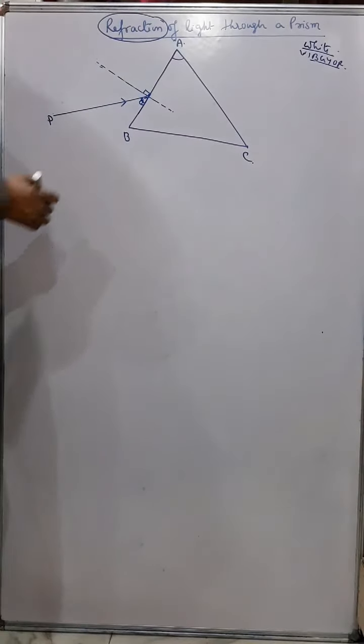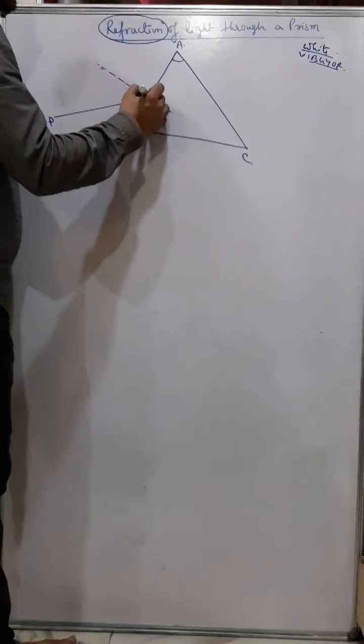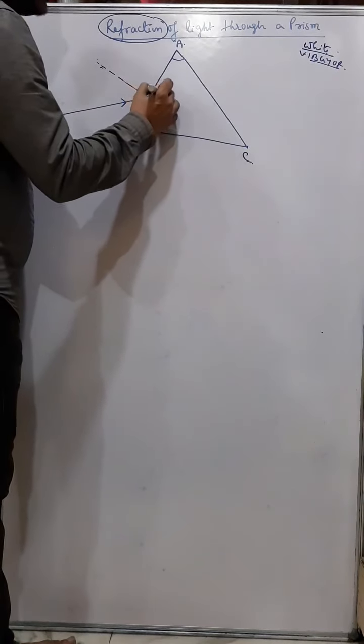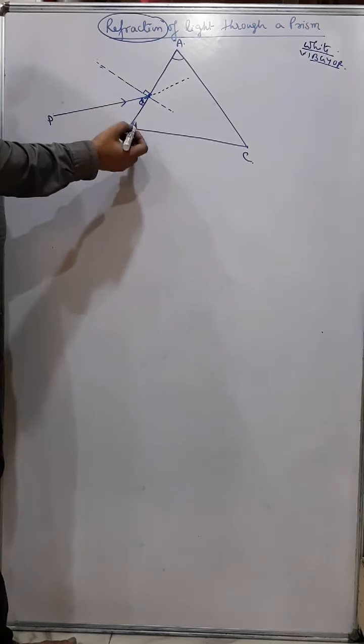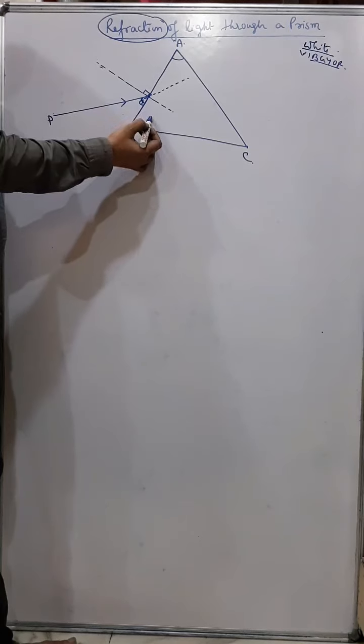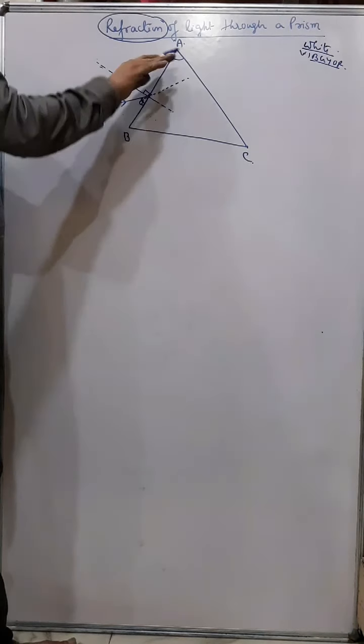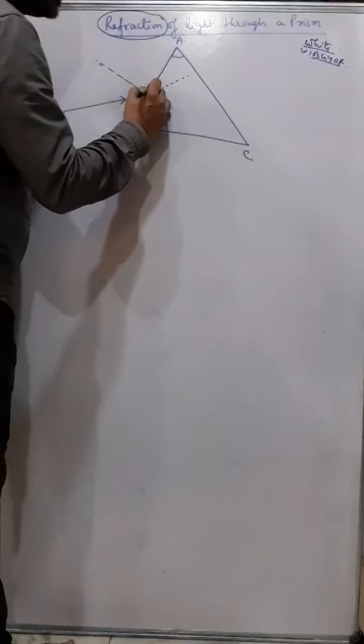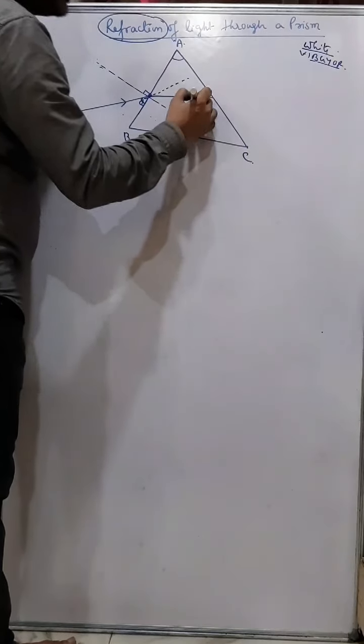Now this is the surface of the prism. So this is the normal, say 90 degree normal. And this is the original path of the light. But since light is traveling from rarer to denser, that's air to glass, it will bend towards the normal. So it bends more or less like this.